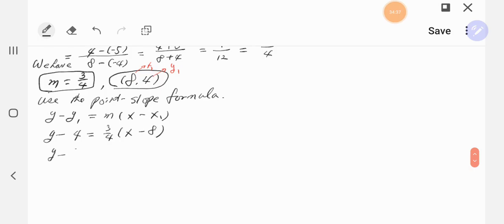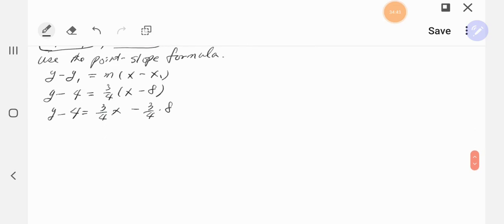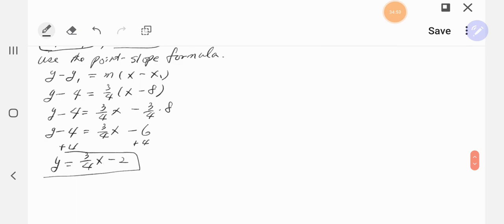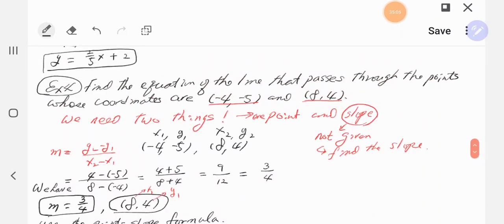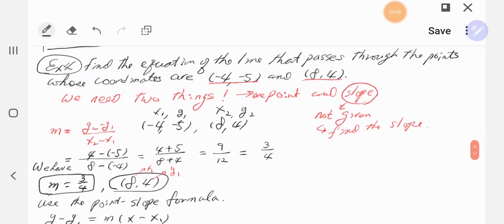Okay, then y minus 4 equals 3/4 x minus 3/4 times 8. Then y minus 4 equals 3/4 x minus, reduce, so that is 6. And plus 4 each side. Then y equals 3/4 x minus 2. Okay, so that's the equation. This is pretty long, right? Pretty long, but actually it doesn't matter.